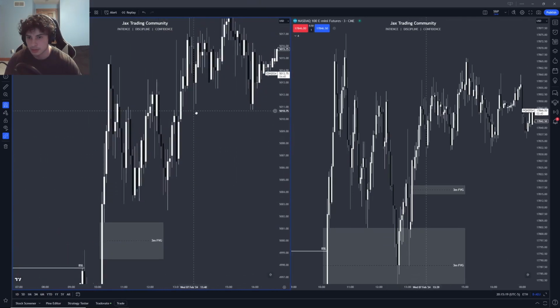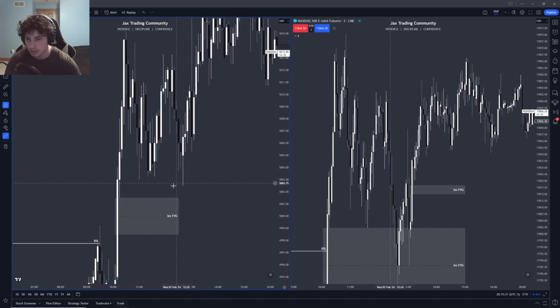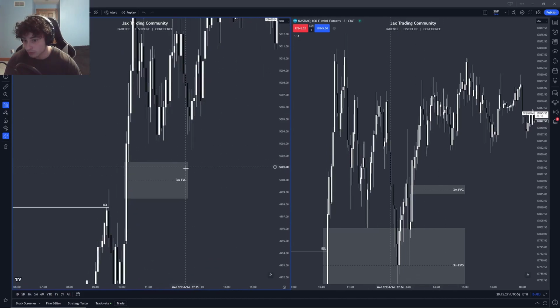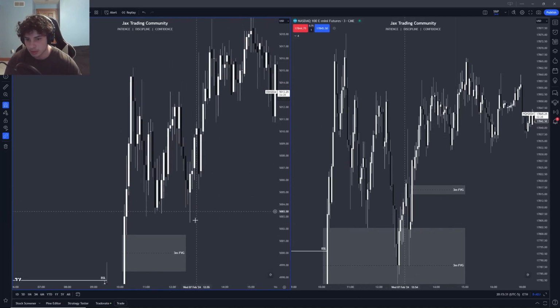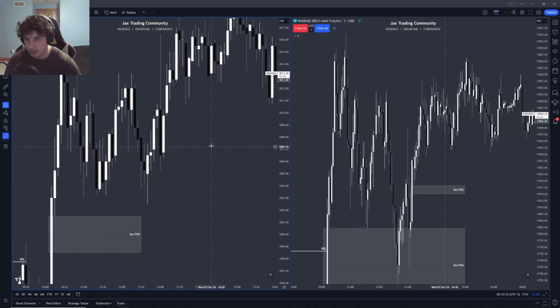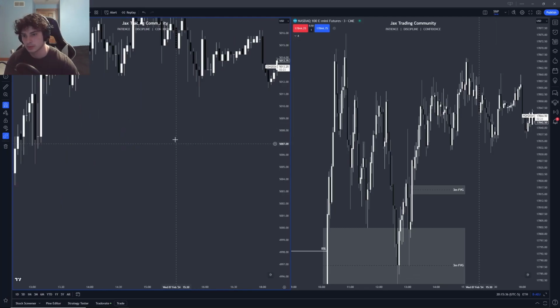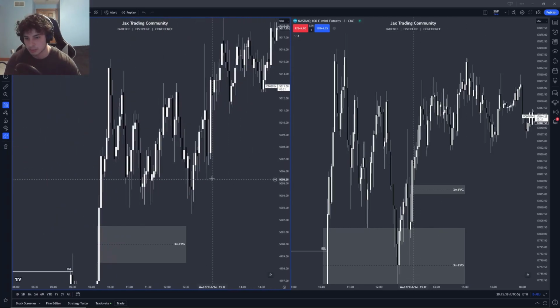This could have been an entry you could have taken. We had these equal lows, and then we had this sweep them and rejected higher. Personally, I would have wanted it to tap into this 3 minute or 5 minute fair value gap, but it did not. And if you were to take this, I probably would do something like this.